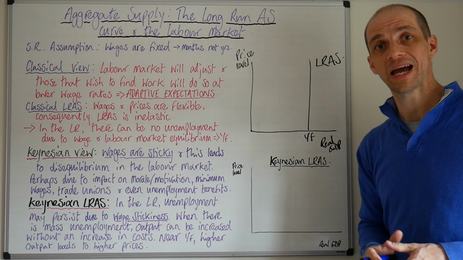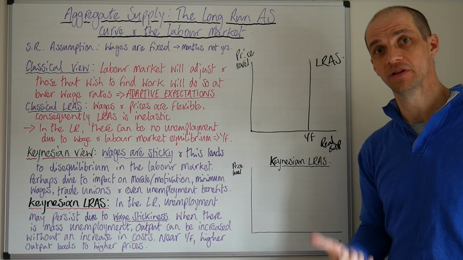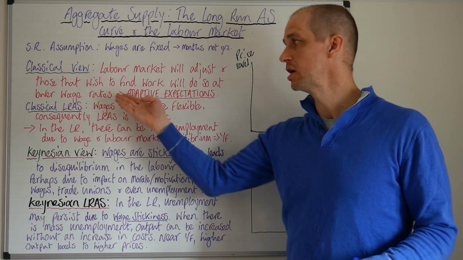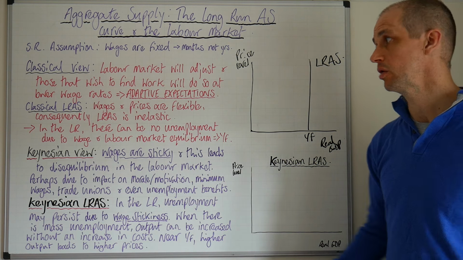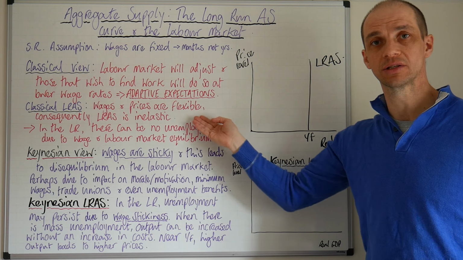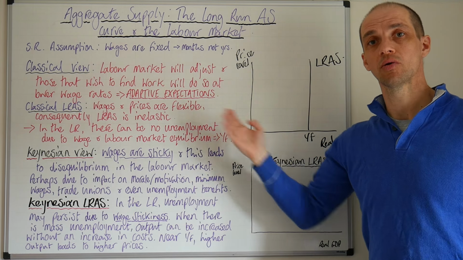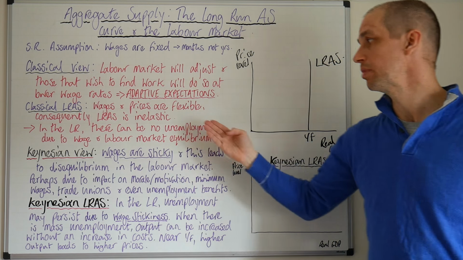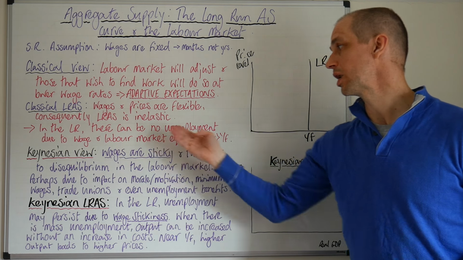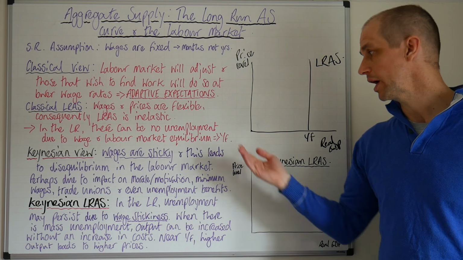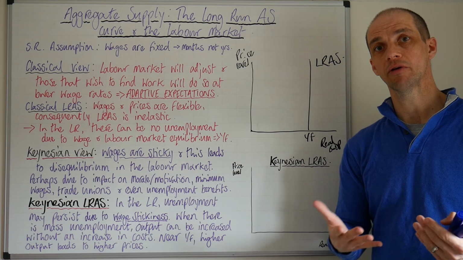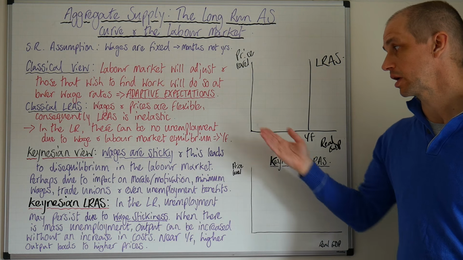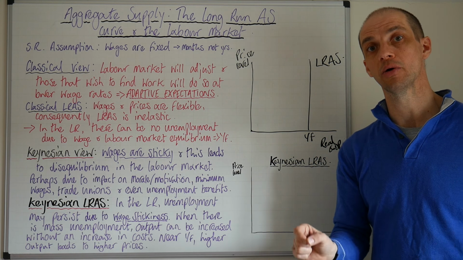So they argued actually that anyone who wants to get a job at the given wage rate would be able to get a job. Okay, so let's just take a look at this. So classical economists would argue that wages and prices are flexible. Consequently, the long run aggregate supply curve is inelastic. In the long run, there can be no unemployment due to wage and labour market equilibrium. Okay, and therefore the labour market would self-correct, and people that actually want to find their own job would be able to actually find a new job, albeit at a lower wage rate.